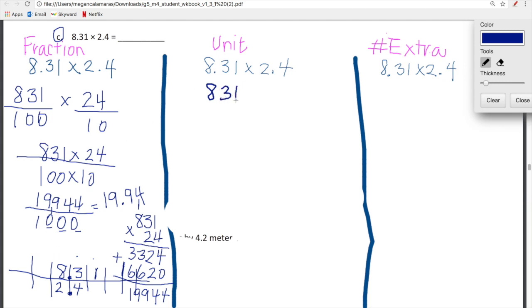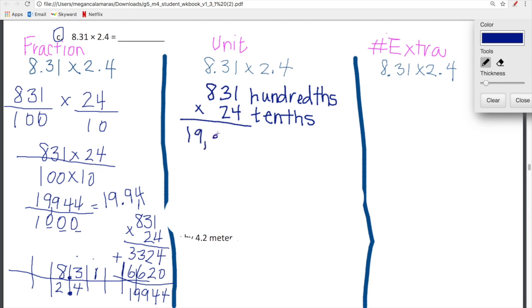So 8.31 is really 800, let's look back at the place value chart, is really 831 hundredths. Okay, and then 2.4 is really 24 tenths. So we're just going to multiply those numbers together. So we're just going to multiply 831 by 24. We've done that already, so that's some more good news.